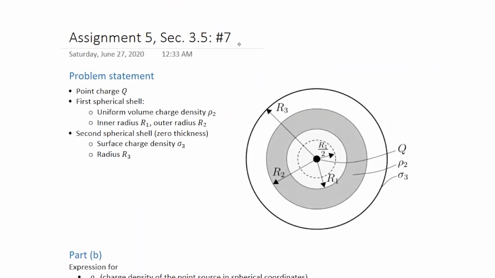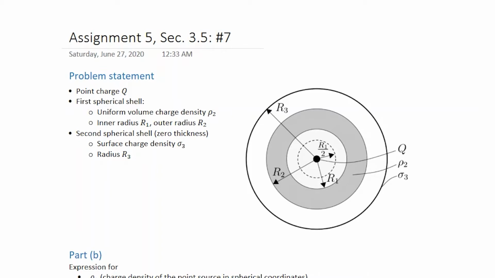Now let's do problem 7 from section 3.5 of assignment 5. In this problem, you're given this spherical geometry where you have point charge q in the middle, right here. You have the first spherical shell with uniform volume charge density ρ2, shown here, and you have a second spherical shell with 0 thickness, this shell right here, with surface charge density sigma 3, labeled here, and the radius r3.